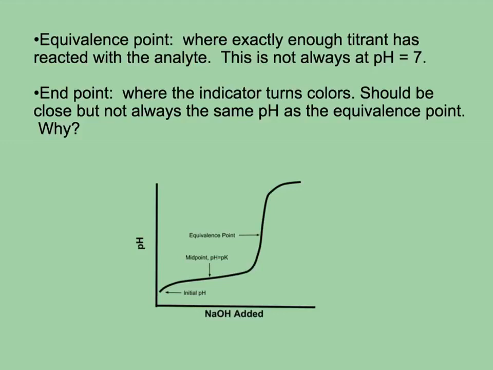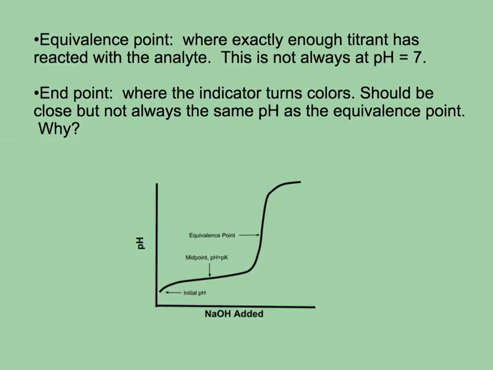I can pick phenolphthalein, for example, as an indicator. Phenolphthalein doesn't turn until a pH of 9. So why is it okay if my equivalence point is at a pH of 7? Why would it be okay to pick an indicator that would turn at a pH of 9? The reason is, if you look at this curve, there's a very, very dramatic change in pH with very little change in the base.